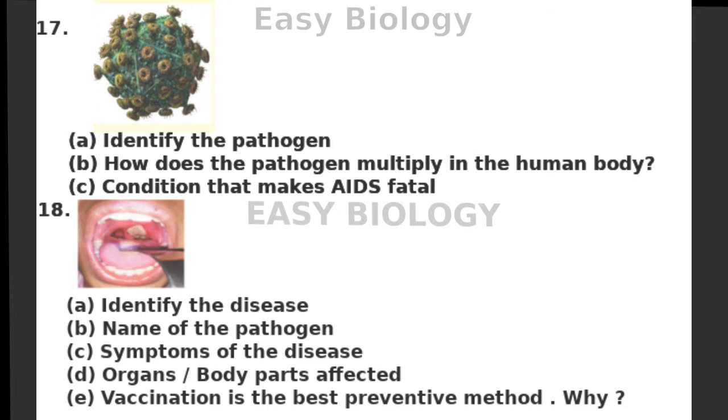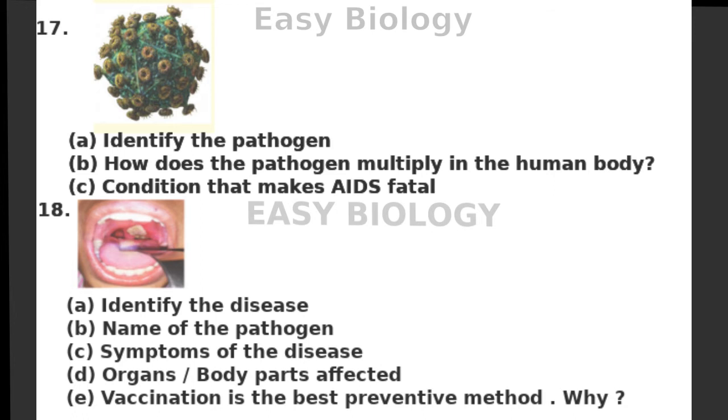Question number 18d. Organs or body parts affected. Answer. Diphtheria affects the mucous membrane of the nose, lymph glands, and the throat. The main organs like brain, heart, and kidney are gradually affected.